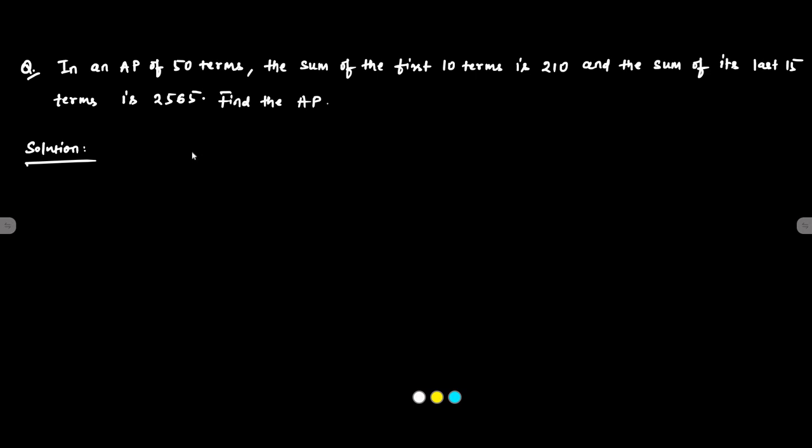Okay. So here let's say for this given arithmetic progression, the first term is equal to a, and the common difference is equal to d. The first information given is that there are a total of 50 terms in this arithmetic progression. The sum of the first 10 terms is 210.